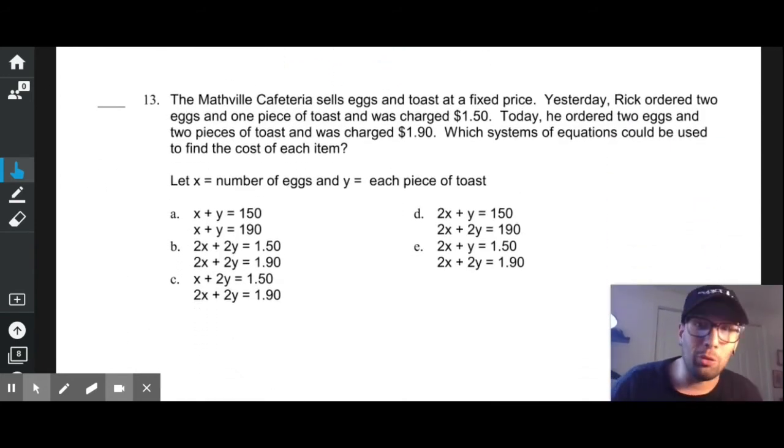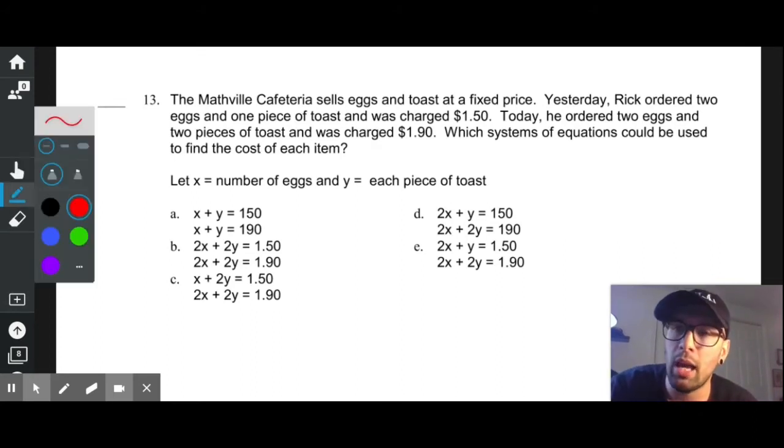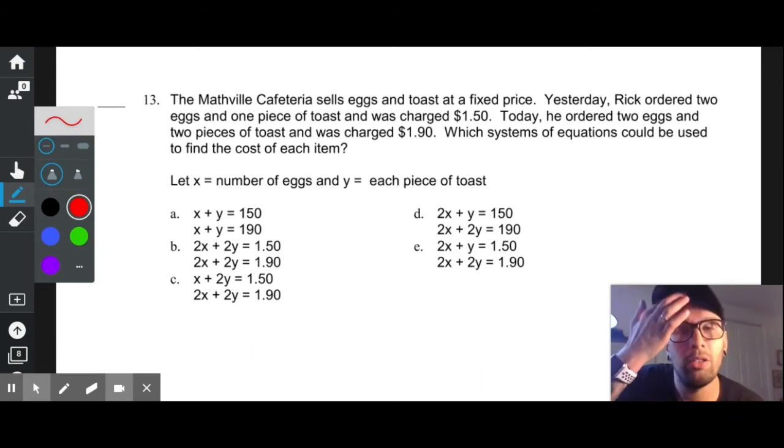Oh boy, this sounds great. The Mathville cafeteria sells eggs and toast at a fixed price. Yesterday, Rick ordered 2 eggs and 1 piece of toast and was charged $1.50. Today he ordered 2 eggs and 2 pieces of toast and was charged $1.90. Which system of equations could be used to find the cost of each item? Okay, X is eggs and Y is toast.